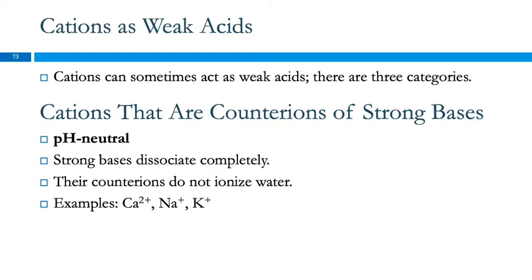Okay, cations as weak acids. So cations can sometimes act as weak acids. And so there's 3 different categories of these. Cations that are the counter ion of strong bases. So examples of this would be calcium, sodium, potassium. Right? Because strong bases like sodium hydroxide, potassium hydroxide, calcium hydroxide. Strong bases ionize completely. One-way arrow.